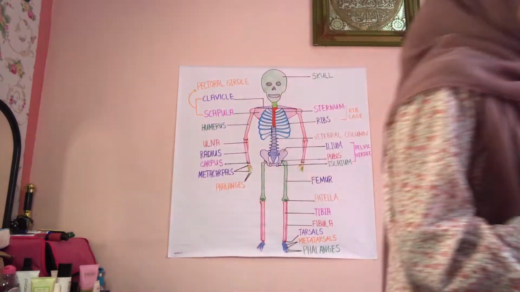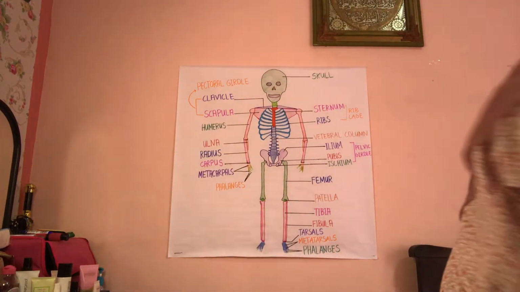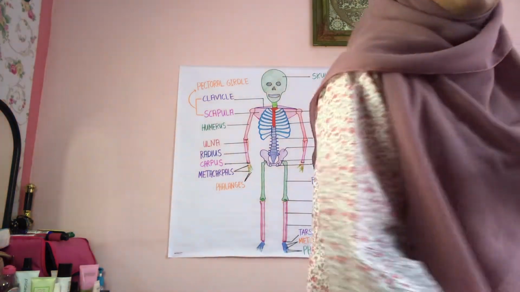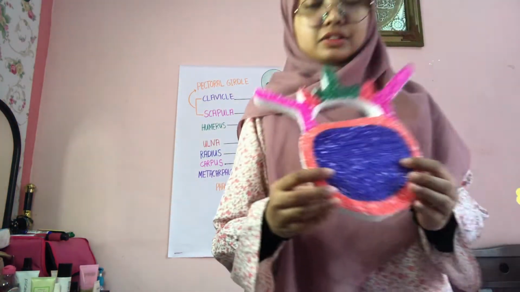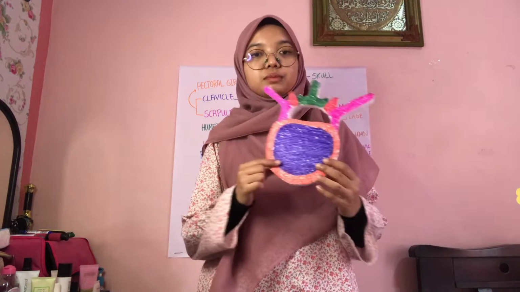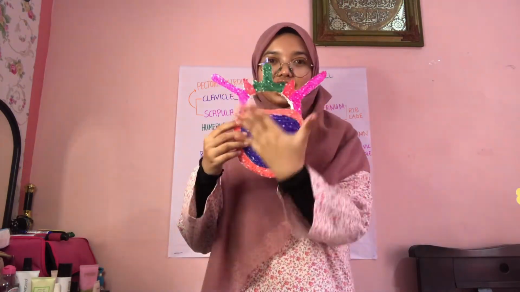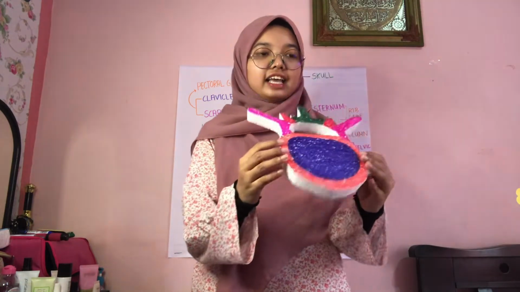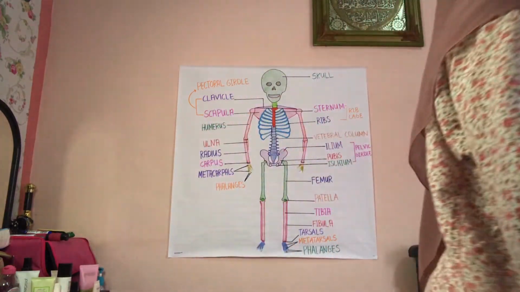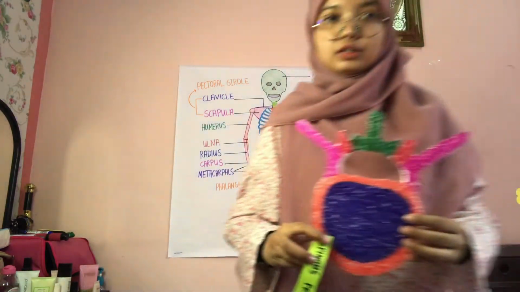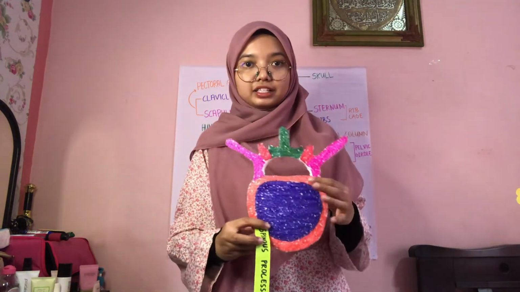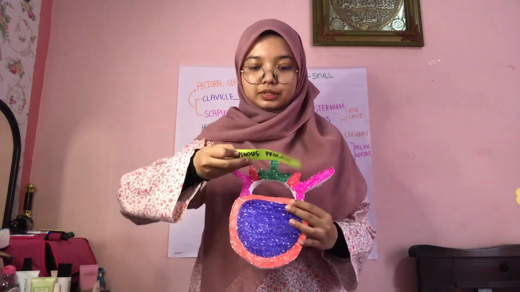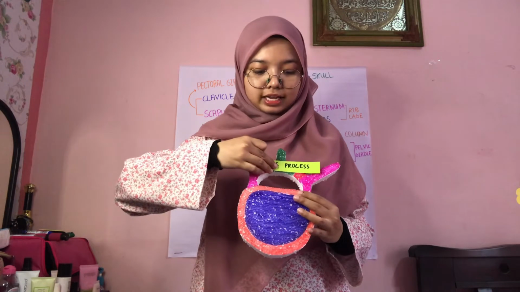Okay, next we move to the second last vertebrae, the lumbar vertebrae. Can you guys see here the skeleton? Yes, you can see here. So the green color is spinous process. Unlike others, it possesses a short spinous process.